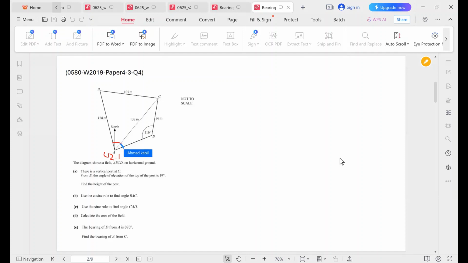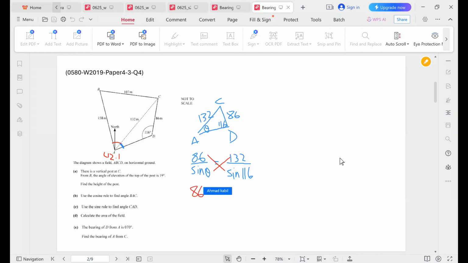And in order to find that, let's look at triangle CAD. This is our theta. This is 116. This is 132, and this is 86. So we have everything we need in order to carry out the sine rule. So 86 over sine theta equals 132 over sine 116. And you cross multiply. So 86 sine 116 equals 132 sine theta.